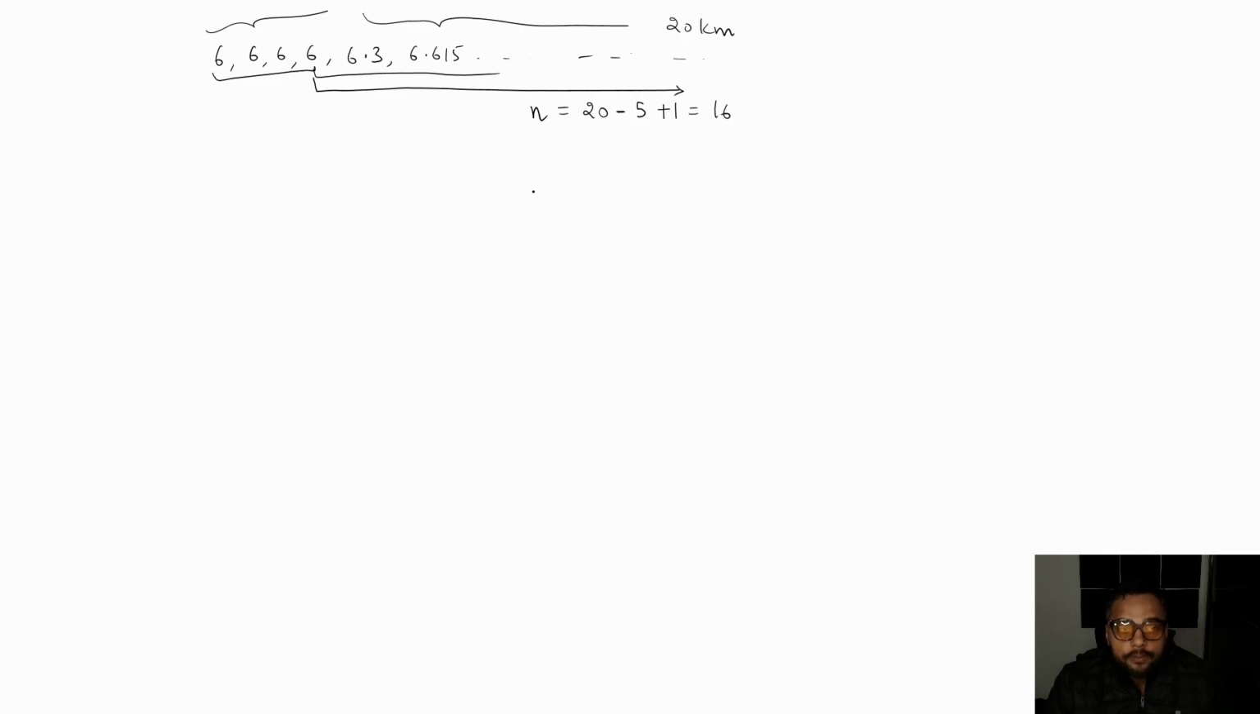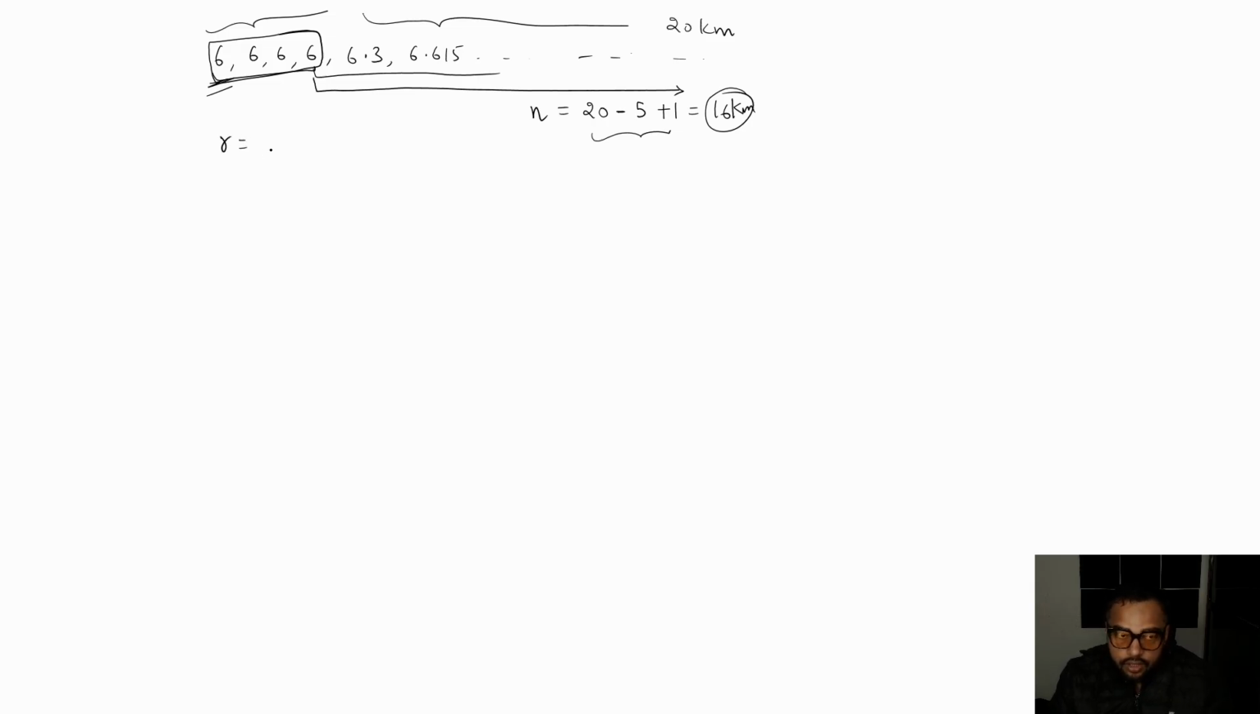Or you can simply say that excluding the first 4 kilometers, how many kilometers will be left? It will be 16. If you're not getting this part, you can just directly do it: for the first 4 kilometers the time was 24, so the remaining kilometers will be 16. So the number of terms here is 16. Now it is forming a geometric sequence, so we'll be applying the geometric sequence formula here, students.